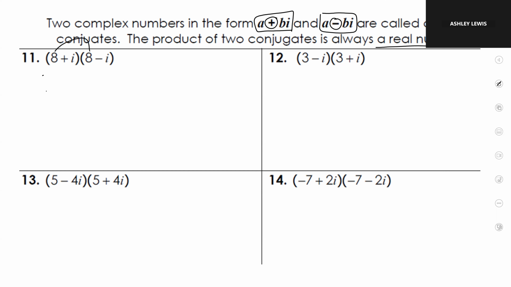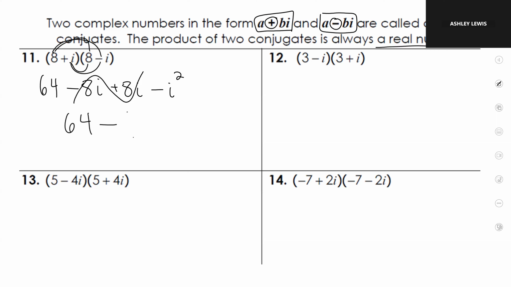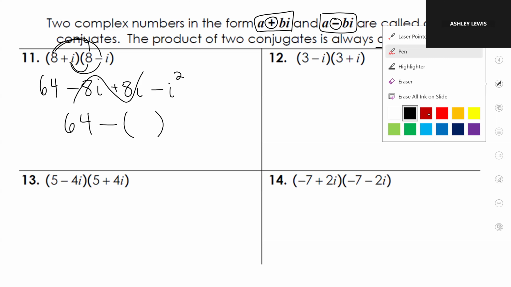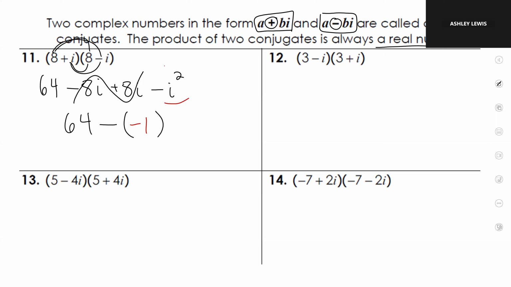8 times 8 is 64. 8 times negative i is negative 8i. i times 8 is plus 8i. i times negative i is negative i squared. Those cancel. Do you guys see that? Those canceled out. So now I have 64 minus, do you guys remember what I can substitute i squared with? Negative 1. I can change that to a negative 1. This can be a negative 1. So this is 65. You're always going to get a real number when you multiply 2 complex conjugates.